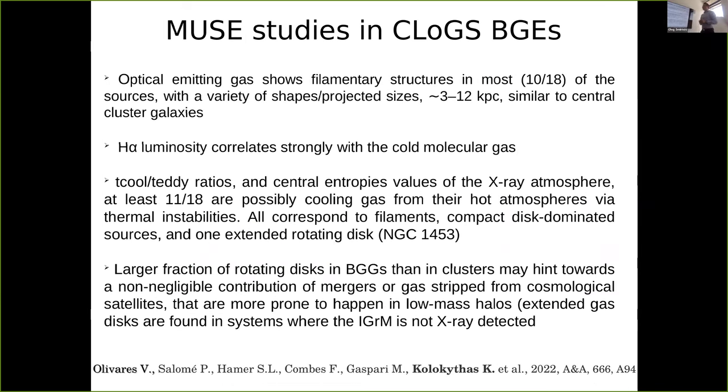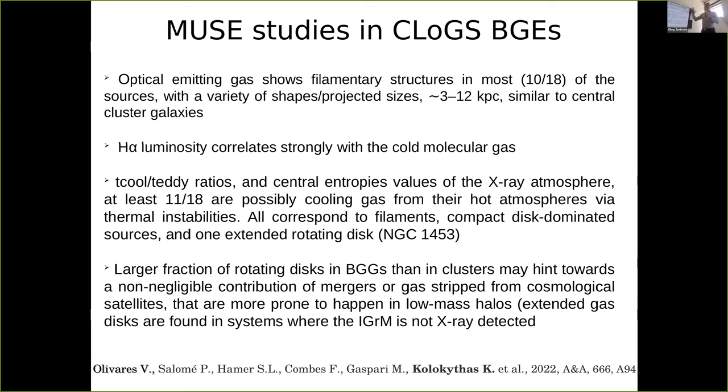Also, new studies have been performed on a small sample of the CLoGS BGEs, where optical emitting gas shows filamentary structure in 10 out of 18 of the radio sources observed, with a variety of shapes and projected sizes spanning from 3 to 12 kiloparsecs, similar to central cluster galaxies. H-alpha luminosity is found to correlate strongly with the cold molecular gas, and with the t_cool/t_ff ratio, radius and central entropy values of the X-ray atmosphere. For at least 11 out of 18 of those, the gas is possibly cooling from their hot atmospheres via thermal instabilities.